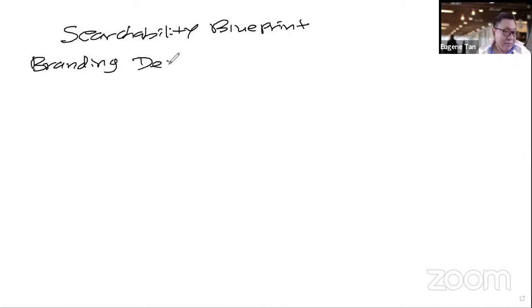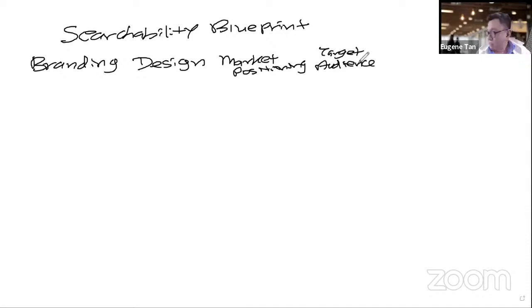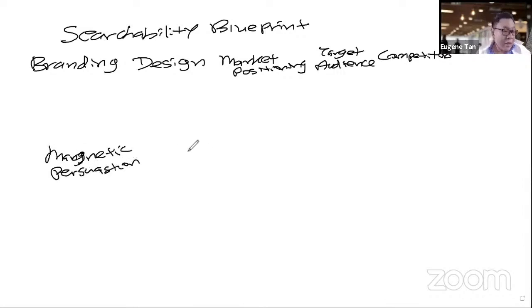The next thing is design. Next is what we call market positioning. Next is our target audience. Next, of course, is competitors. Next is what we call the magnetic persuasion. Next, we look at the type of business. And finally, we look at keywords.